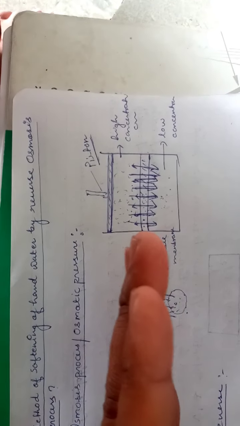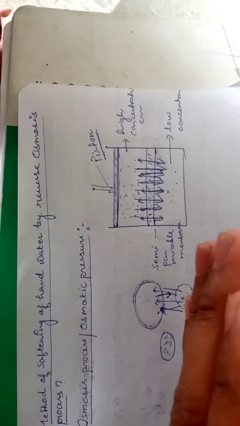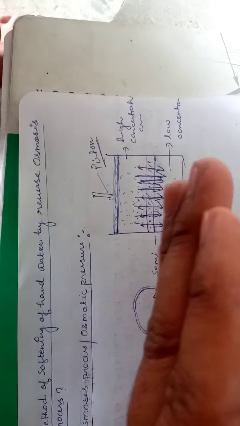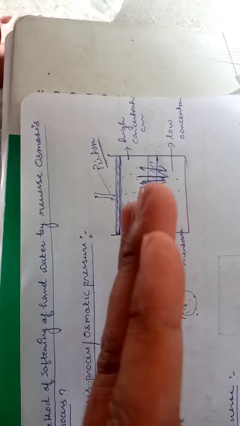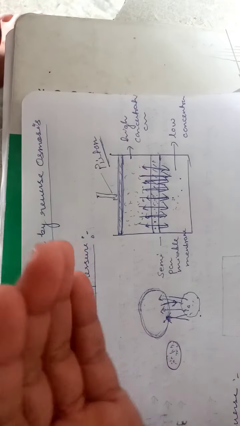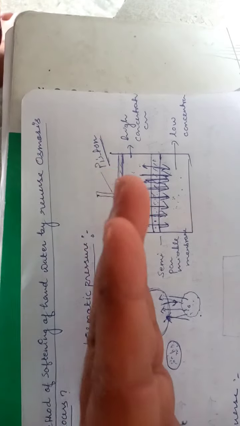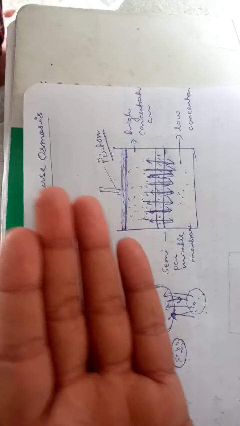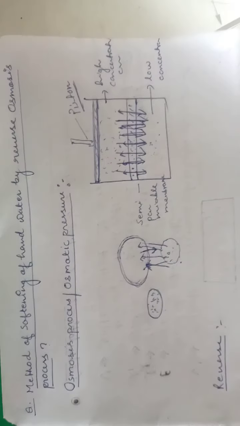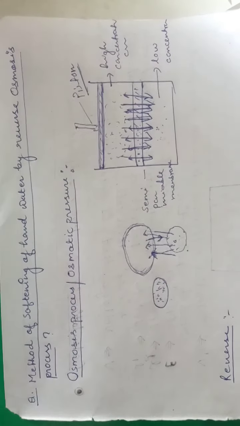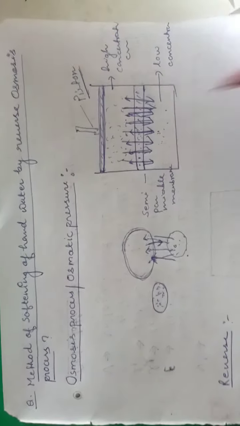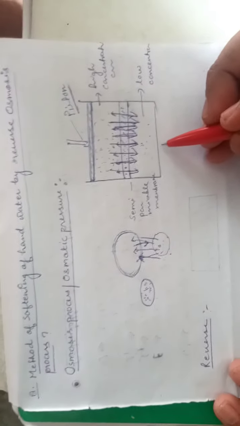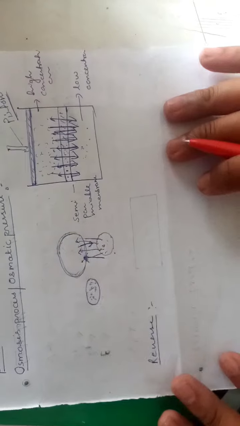Basically, the liquid always moves from low concentration to high concentration. If we exert a pressure greater than the osmotic pressure on the liquid, the movement of the liquid particles is reversed. It starts to move from high concentration to low concentration, and this phenomenon is called the reverse osmosis process, and this pressure is called the reverse osmotic pressure.